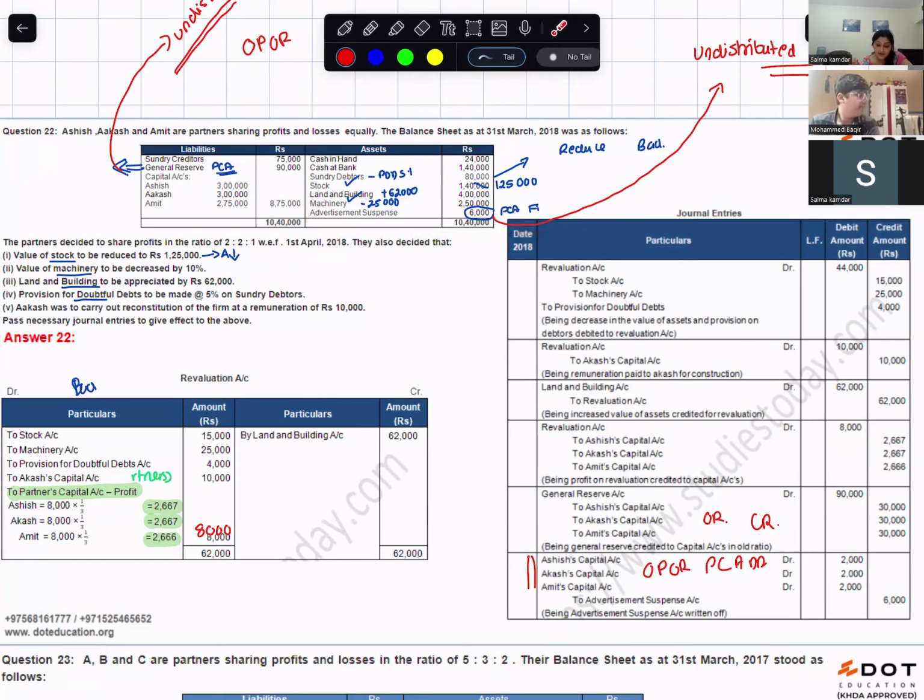So this is how you prepare the revaluation account, give the journal entries for revaluation account, and distribute the undistributed profits and undistributed loss. Undistributed profits, partners will get the benefit, so partners' capital account credit. Undistributed loss, partners' capital account debit. So with this, we complete this one more sum with making of revaluation account.